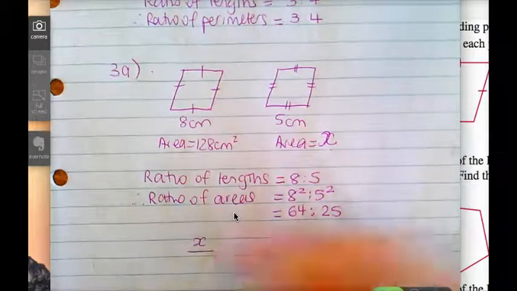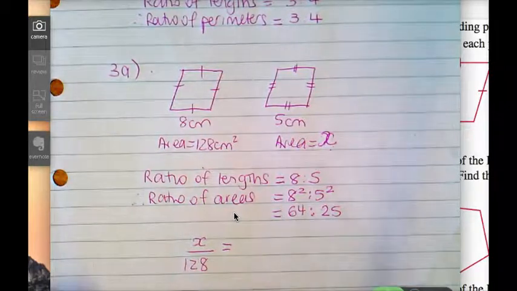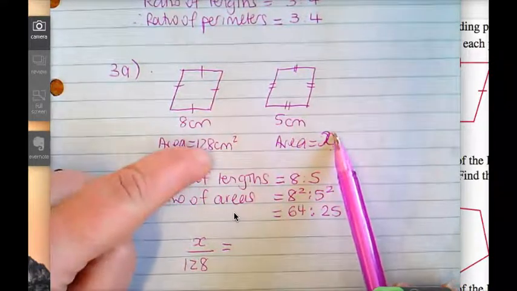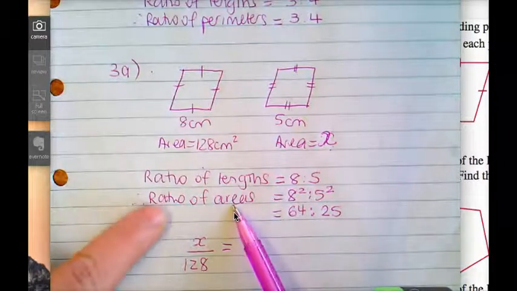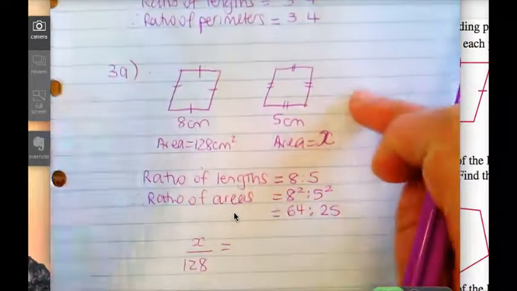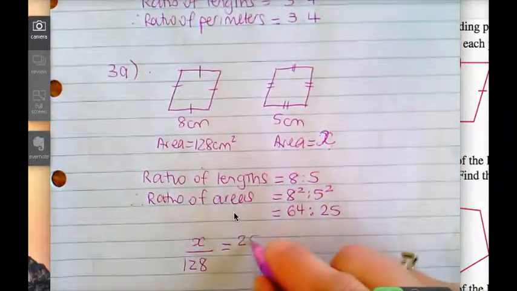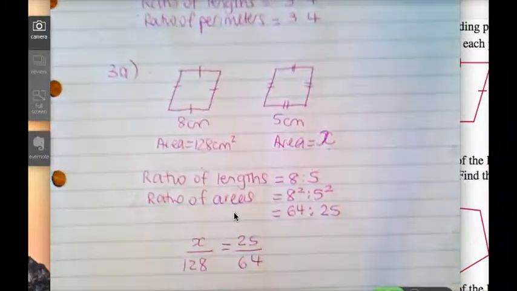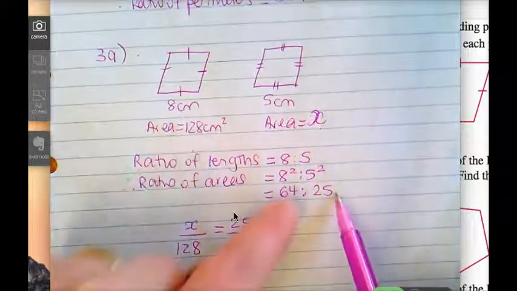So x over 128, remember ratios can be written as fractions. So x over 128 is equal to what over what? Ratio of the areas. Yeah, so I'm doing this side over this one, going from right to left. I need, from right to left, is equal to 25 over 64. Does this make sense? So that over that equals that over that.